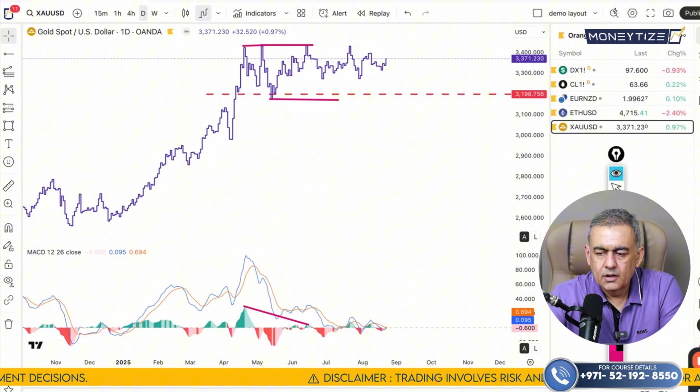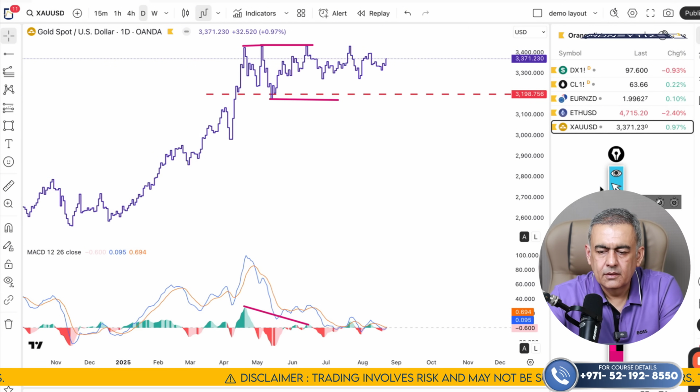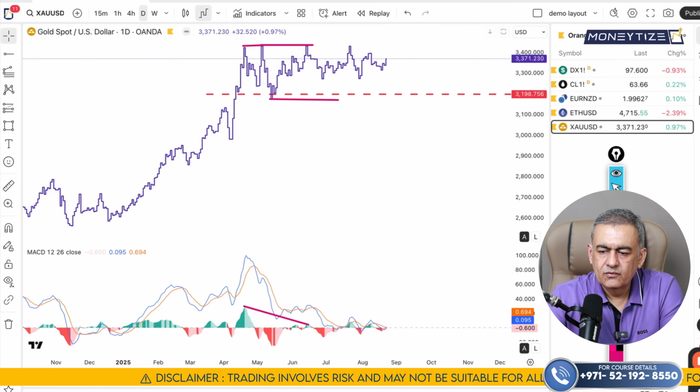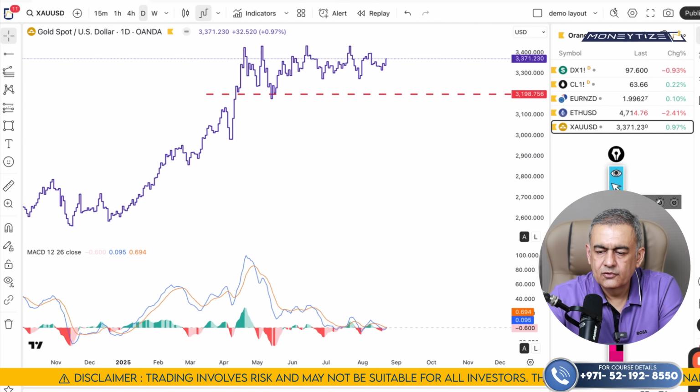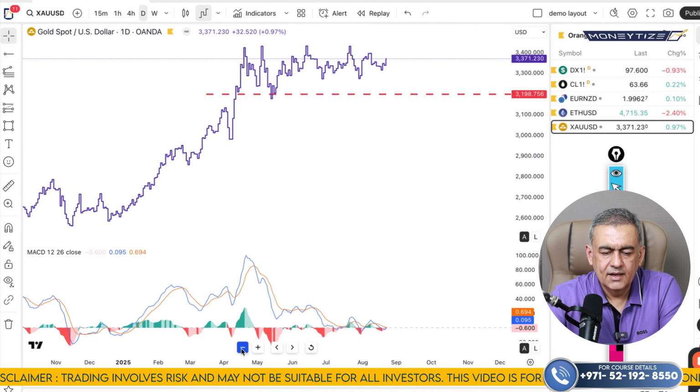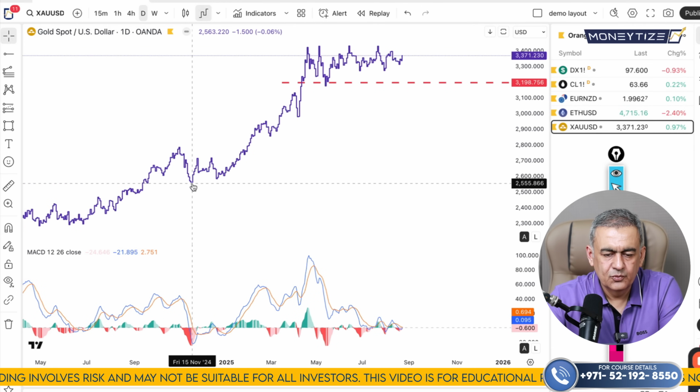Now the breakup structure is not done, but I'll be using the trend line method here. So I'll connect the lowest point of the daily. I need to zoom out so that I can show you the lowest point of the daily I'm considering here. So this is the lowest point of the daily.